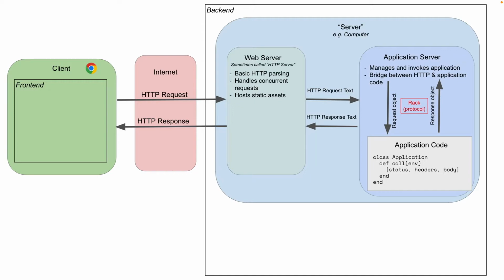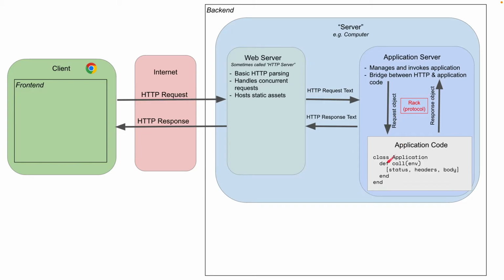Now, there has to be some standardized, agreed upon format for the request information that the application server forwards to the application code. Same thing with the response information that the application code returns to the application server. So we need some format there that's standardized. And here's where a communication protocol comes in. In the world of Ruby, this protocol is called Rack.